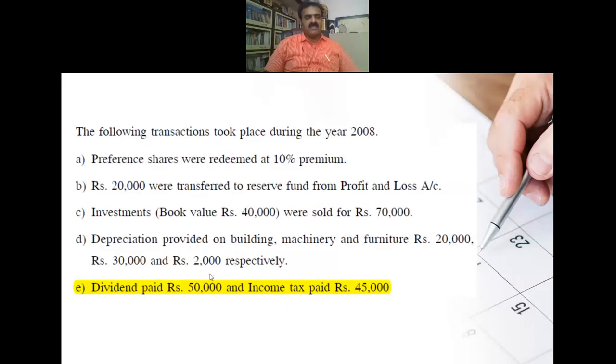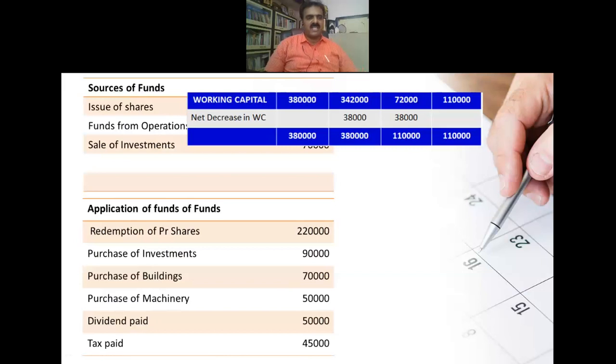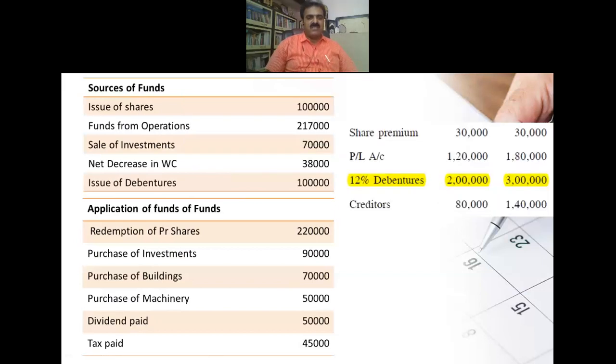And the last one is dividend paid at 50,000, income tax paid is 45,000 rupees. Both are application of funds, that is taken on application of funds, dividend paid 50,000 and tax paid 45,000. As far as the current assets and current liabilities are concerned, the net increase in working capital is taken as 38,000, a net increase in the sources of funds. As far as the debentures value are concerned, it is an increase, that is called issue. Issue of debentures is 1 lakh.